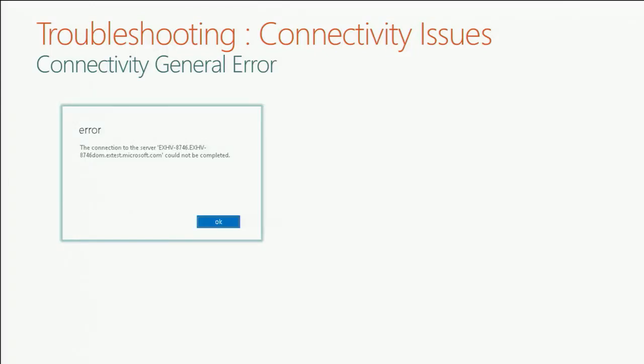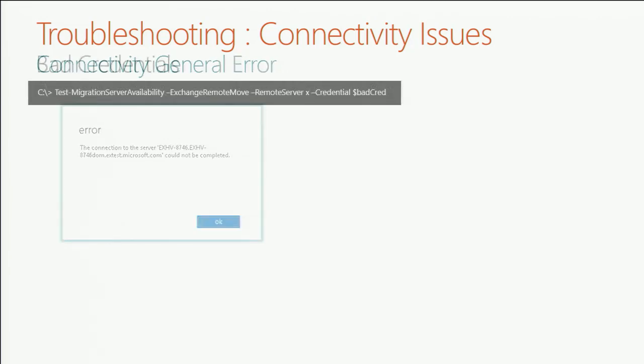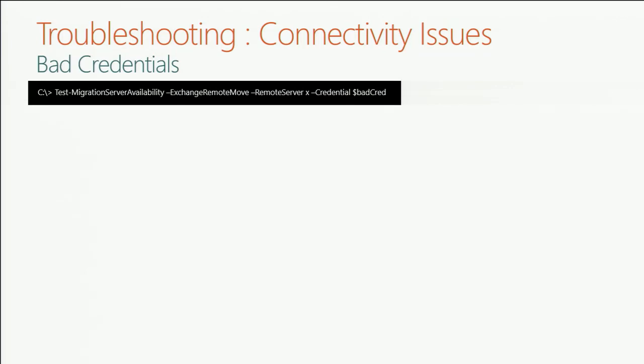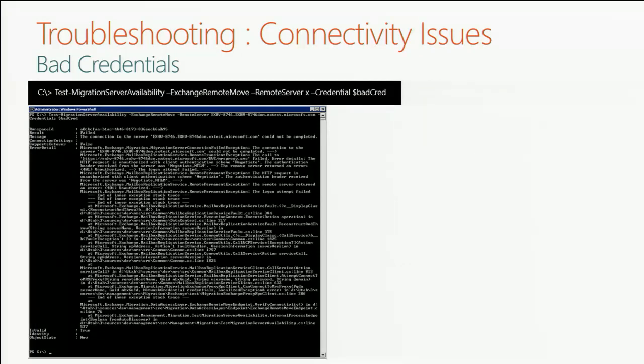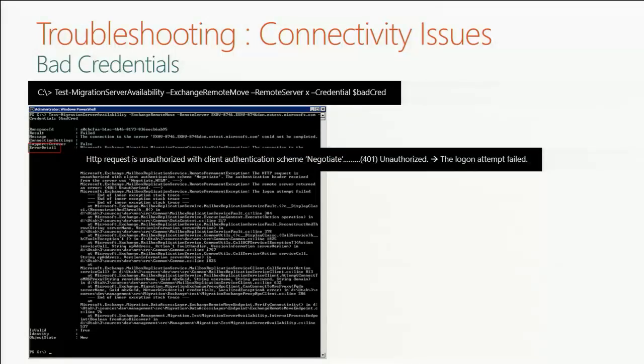So if you pass auto-discovery and then have issues connecting to the actual MRS endpoint, you can receive an error like this, which is pretty nonspecific. It tells you where it was trying to connect to, but not very much more detailed than that. So at this point, it's usually best to use the test migration server availability commandlet to test connectivity. This commandlet is very verbose, but digging into the error message here, you can see some specific details. And here the keywords are the client authentication scheme of negotiate failed with an unauthorized error. So this was due to bad credentials.